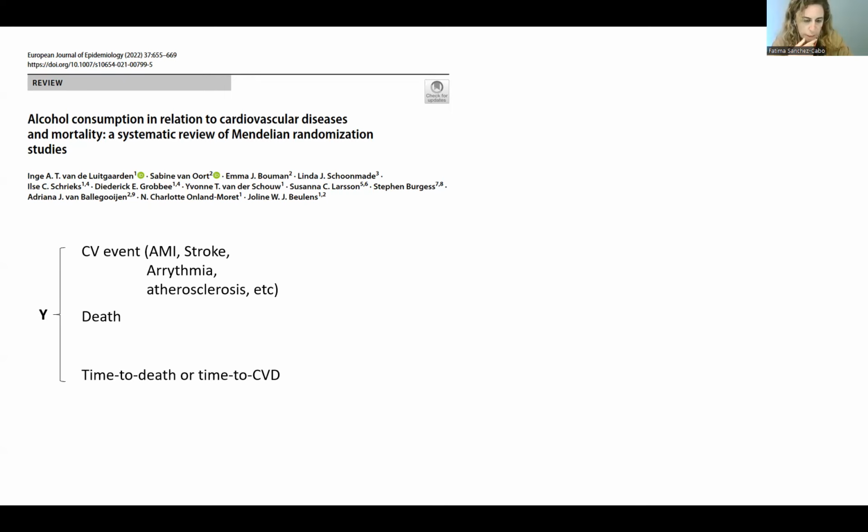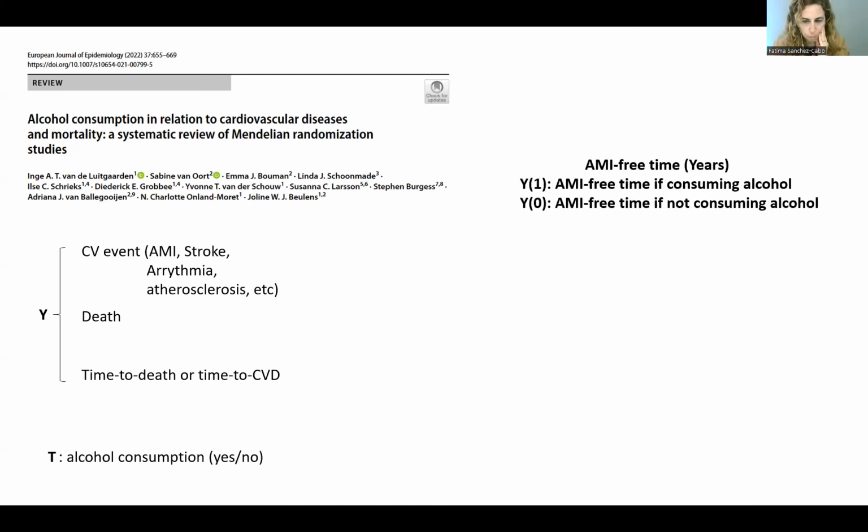The outcome can be a cardiovascular event, acute myocardial infarction, a stroke, arrhythmia, atherosclerosis. It can be death, yes or no. It can also be, for example, a variable that is measuring time to death or time to cardiovascular disease. And we have a treatment variable, which in this case is the alcohol consumption that, as I said before, can be taking different values, but for simplification, is just taking values yes or no.